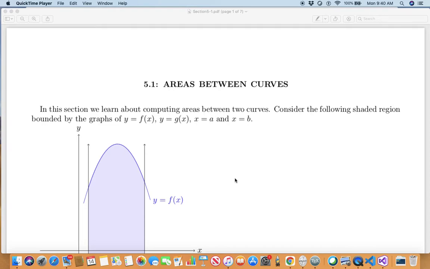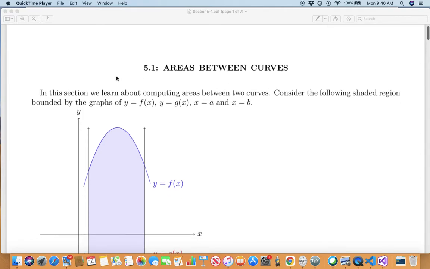Welcome back. Section 5.1, Areas between curves. In this section, we learn about computing areas between two curves. Consider the following shaded region bounded by the graphs of y equals f(x), y equals g(x), x equals a, and x equals b.